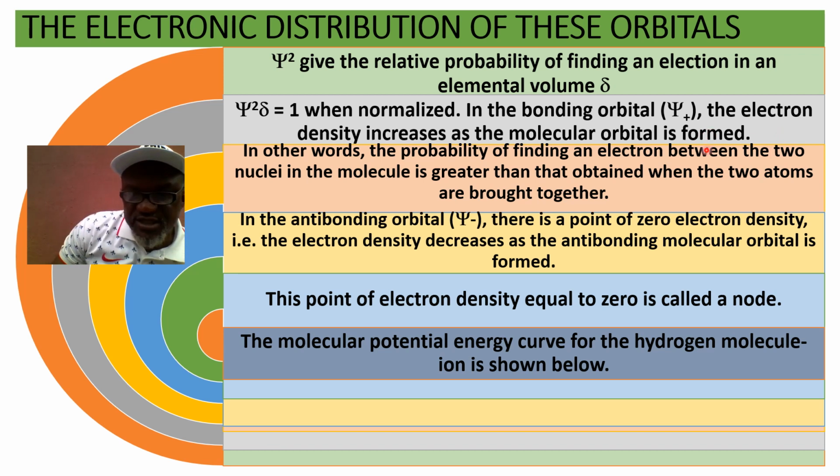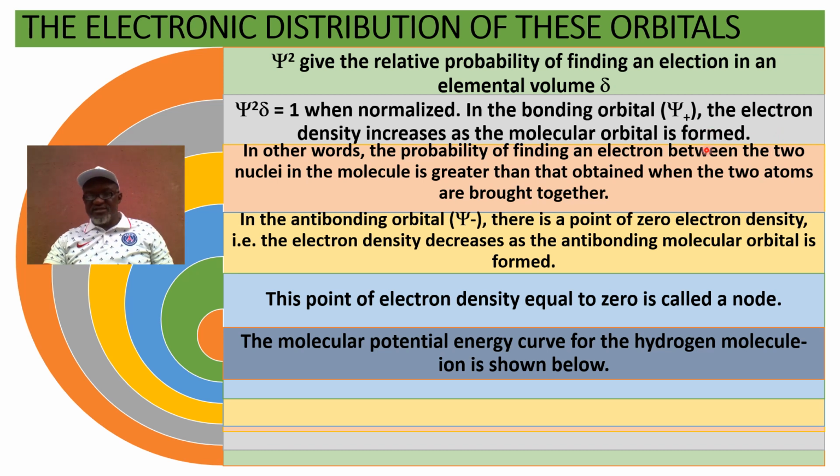So the electron density increases as the molecular orbital is formed. In other words, the probability of finding an electron between the two nuclei in the molecule is greater than that obtained when the two atoms are brought together. Whereas in the antibonding, phi minus, there is a point of zero electron density. That is, the electron density decreases as the antibonding molecular orbital is formed. This point is called a node or nodal plane.